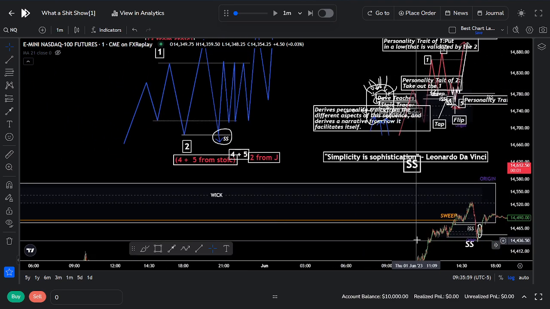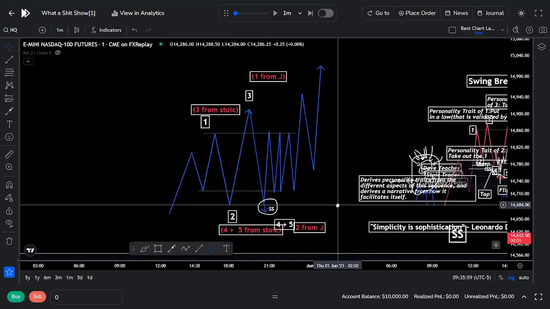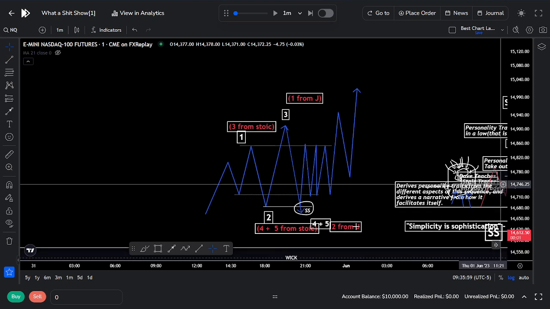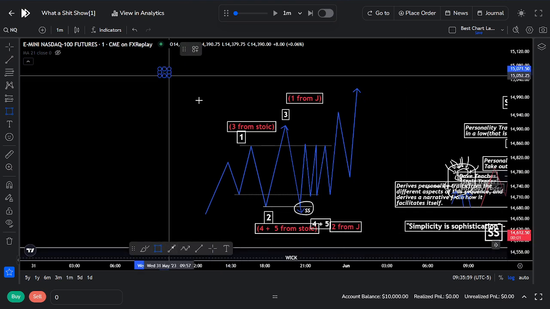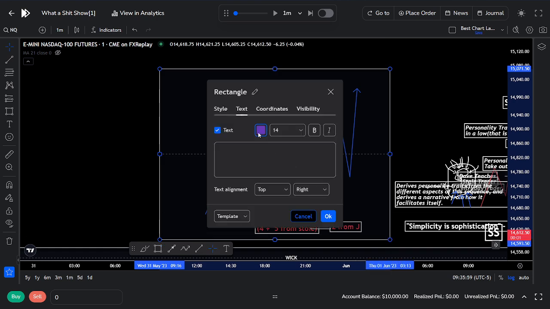So then that brings us to a couple of questions. How can we use J's system, how can we use this very system to explain every single move in the market?